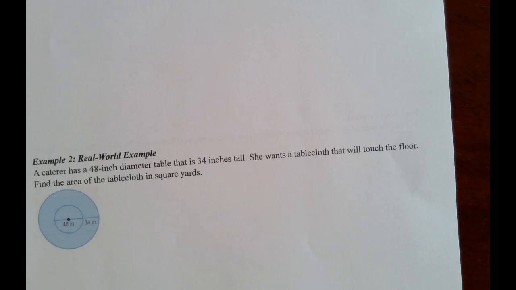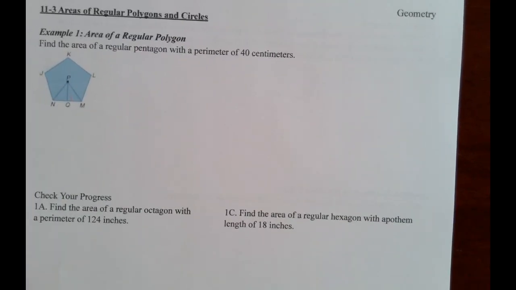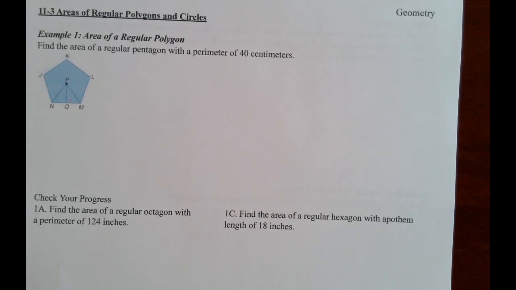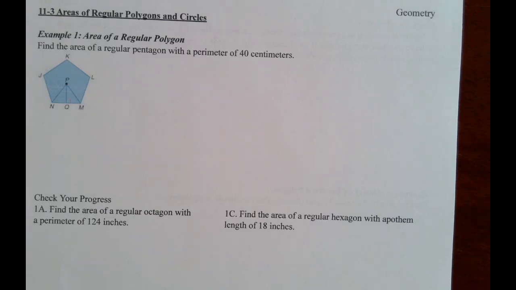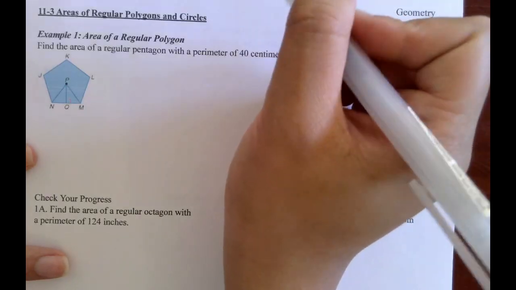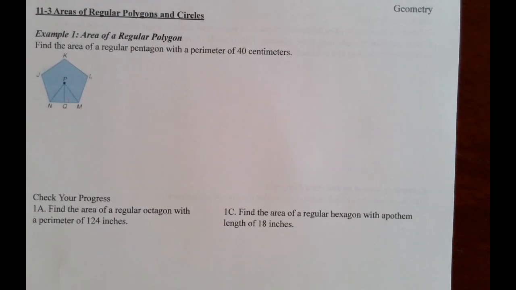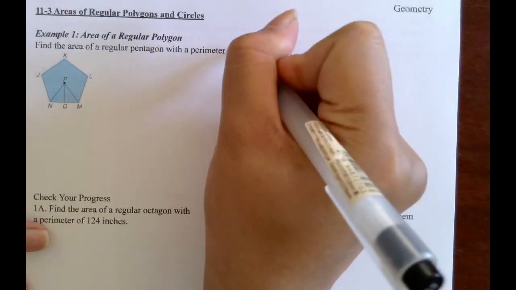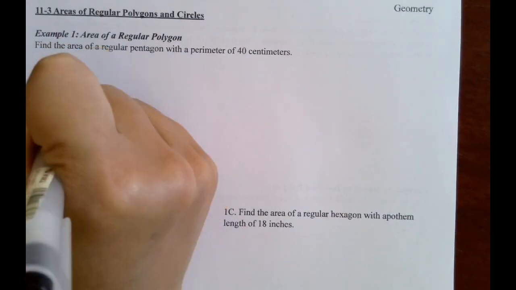So with that in mind, we're going to get started with our first example. It says, find the area of a regular pentagon with a perimeter of 40 centimeters. So basically, 40 divided by 5, each side is 8. If the perimeter is 40, that means each side is 8.